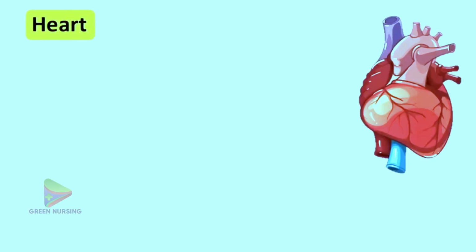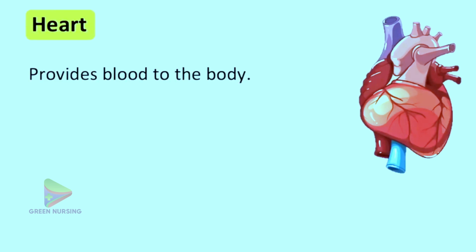Heart. The heart is a vital organ providing blood to the body. It's part of the circulatory system made up of the heart, blood vessels, and the blood. Humans have a double circulatory system. In the first circuit, deoxygenated blood is pumped to the lungs to be oxygenated and then returns to the heart. In the second circuit, oxygenated blood is pumped around the body by the heart and blood vessels.